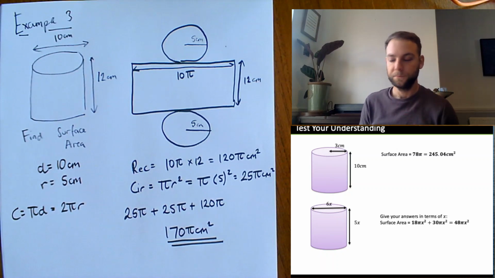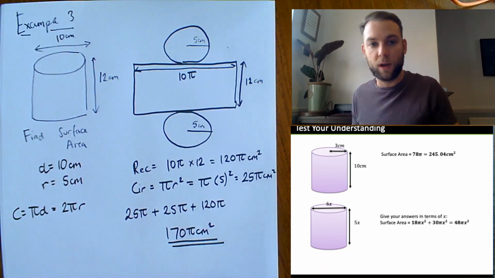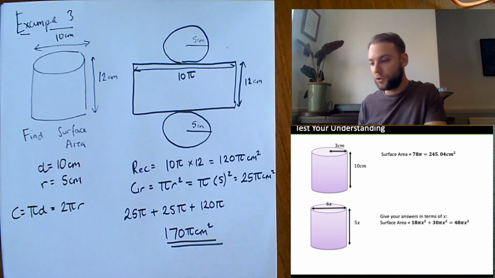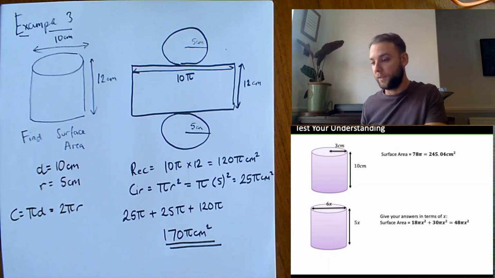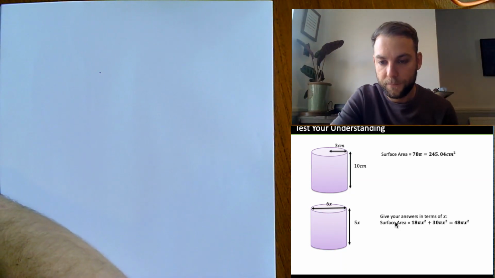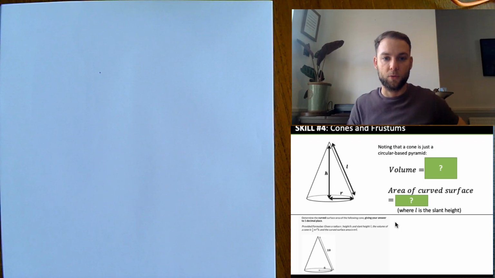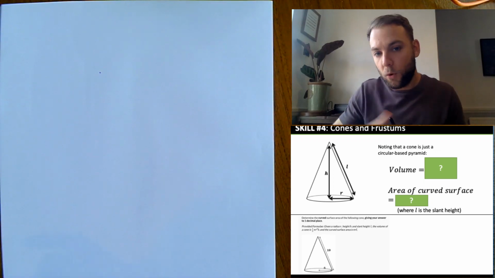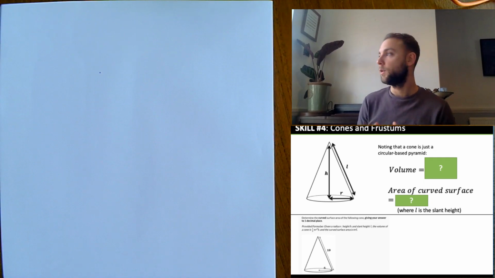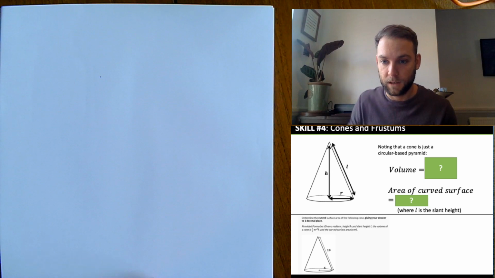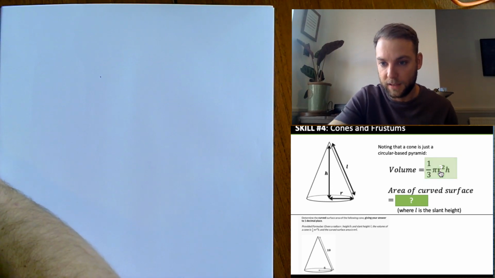Brilliant. So we're going to move on to a different type of question now. Okay. We are going to do some questions at the end, but it's on both of these. So our next example that we're going to have a look at is cones and frustums. Okay. So we already know what the volume of a cone is. We know it's the area of the base times by the height divided by 3. Okay. So we already know what that is.